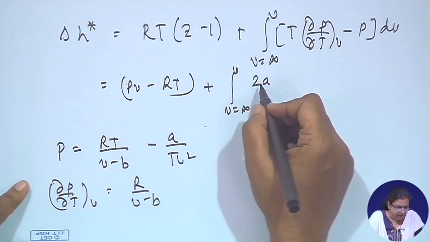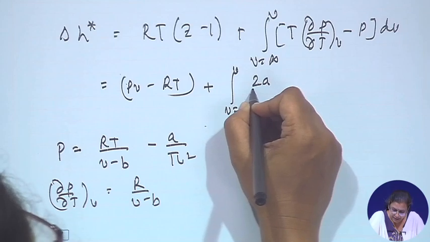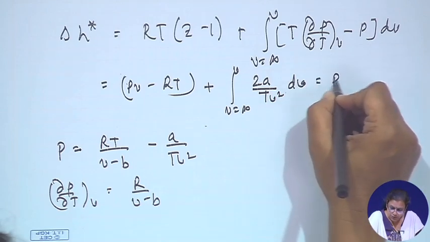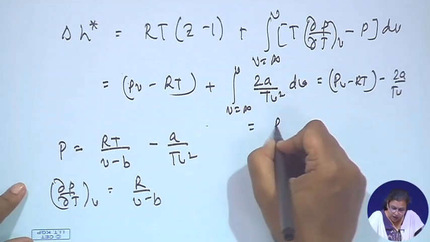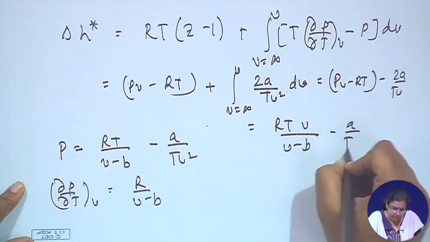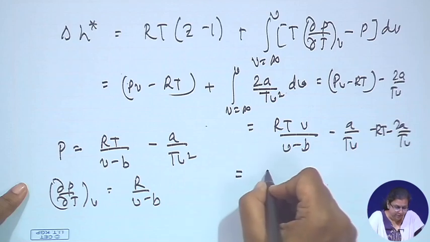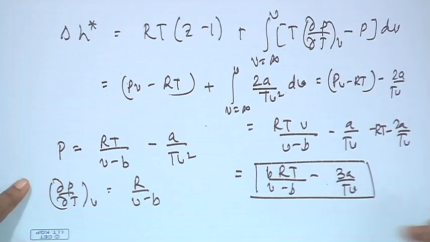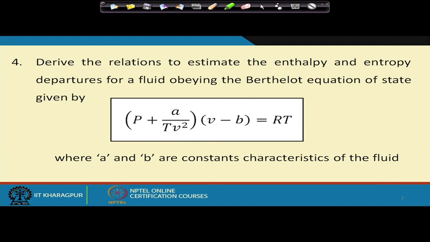So, we can very well substitute whatever we have obtained. In this particular case we get 2A by TV square dV, and then this becomes PV minus RT minus 2A by TV, which gives RTV by V minus B minus A by TV minus RT minus 2A by TV. On further simplification, we get BRT by V minus B minus 3A by TV. You can compare this with the van der Waals expression that we had obtained. In the same way you can proceed to find out the entropy departure function as well.